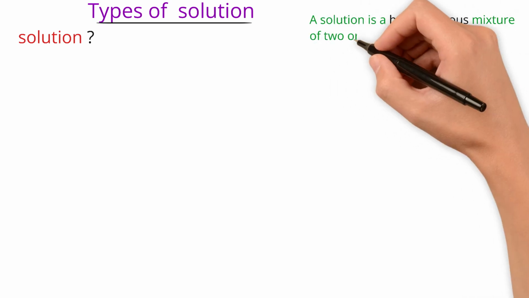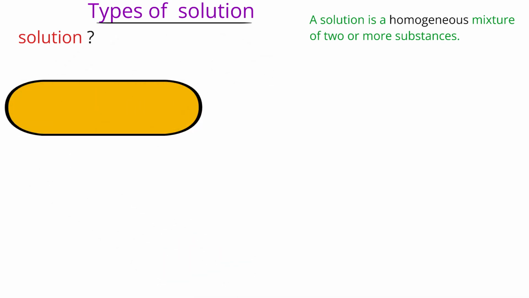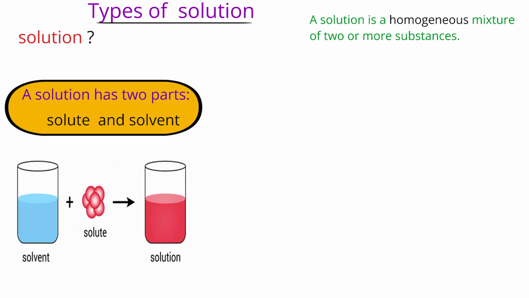First, let us define what is solution. A solution is a homogeneous mixture of two or more substances. Any solution has two parts, namely solute and solvent. Look at this one. When a solute dissolves in a solvent, it forms a solution.